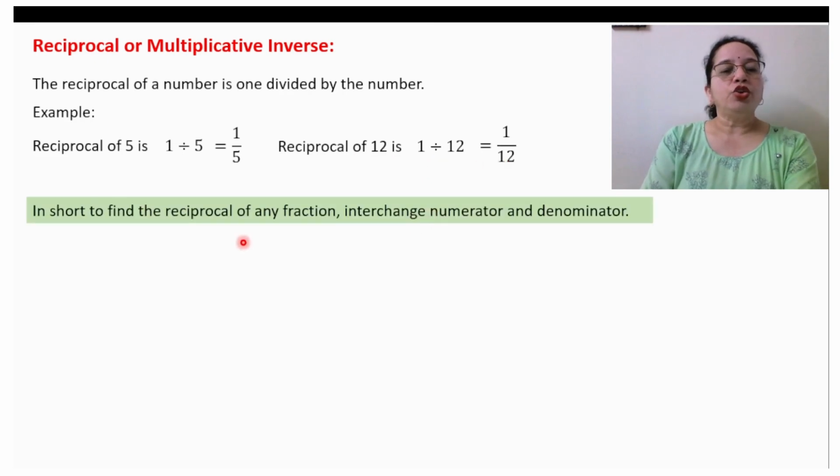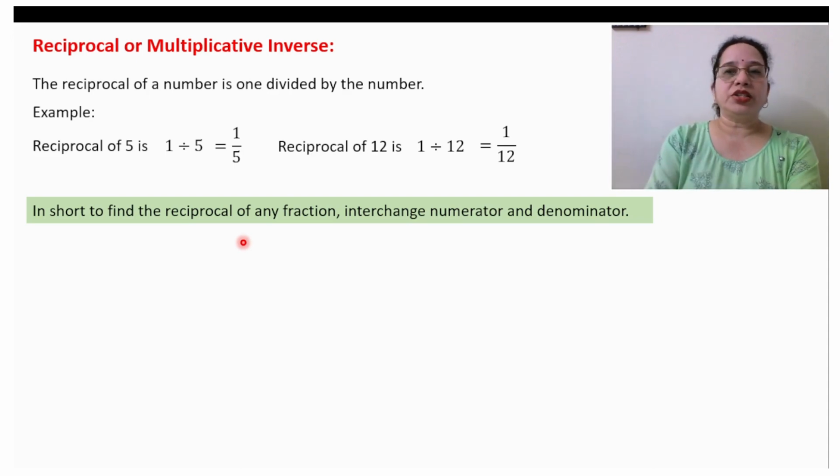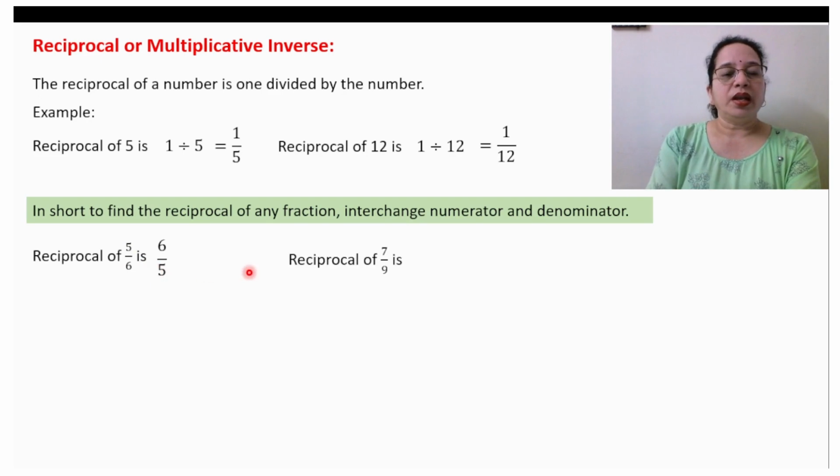In short, to find the reciprocal of any fraction, just interchange the numerator and denominator. You need to interchange the numbers. For example, reciprocal of 5 upon 6 will be 6 upon 5. 6 is in the denominator, so now 6 will come in the numerator. 5 is in the numerator, so 5 will come in the denominator. Take another example. Reciprocal of 7 upon 9 is 9 upon 7.